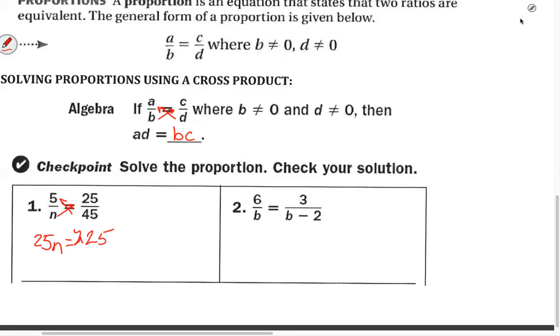$2.25. And now we can divide by 25. And we get N equals 9. You okay with that?